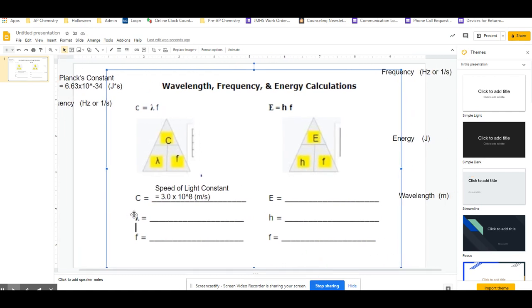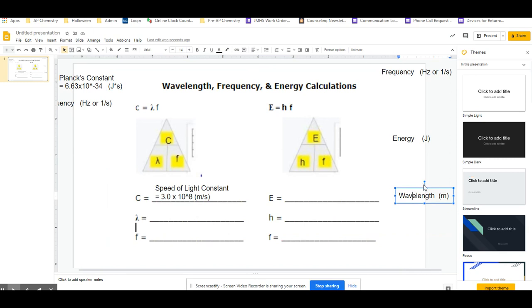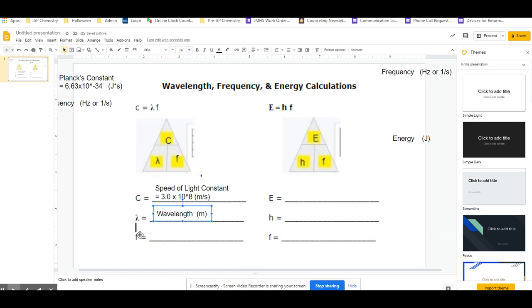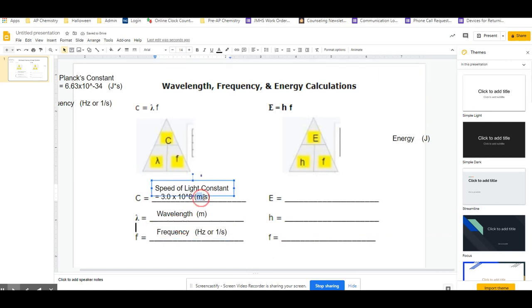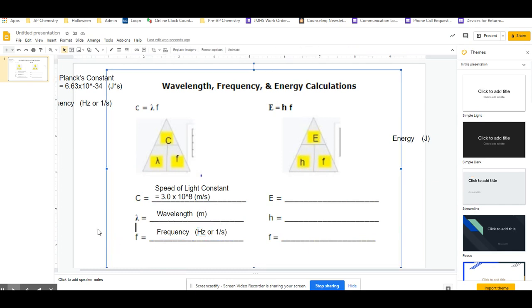Then we have lambda. This is going to represent wavelength. When you go to draw lambda, I just do an upside down Y, and that's the best way to make it show up. Then we have F. F is going to be frequency. One thing I want to point out is that for speed of light, we have meters per second. For wavelength, we're measuring it in meters. And for frequency, we have hertz, or it could be 1 per second. So frequency is talking about how often your wavelengths are occurring. That's why we say per second. It has 15 times per second.